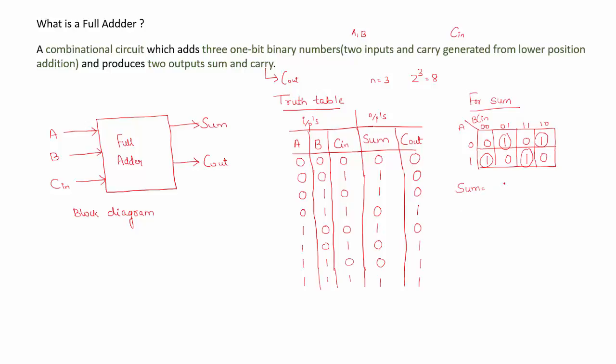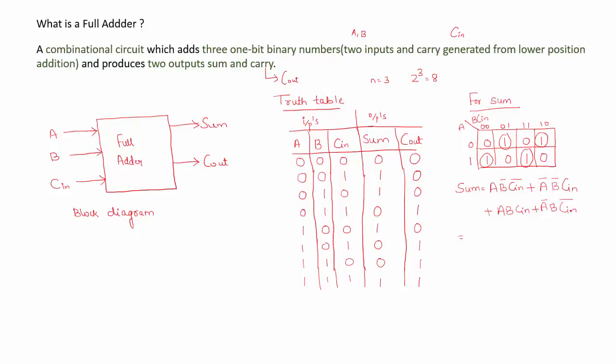So sum will be A B bar C in bar or A bar B bar C in or A B C in or A bar B C in bar. Now we can further simplify this.